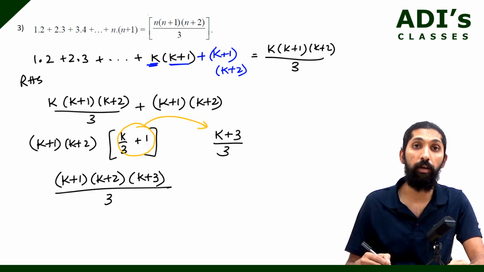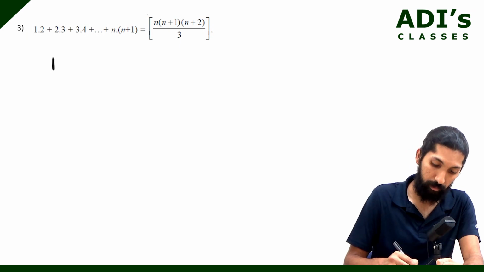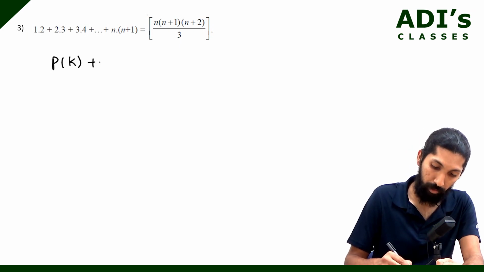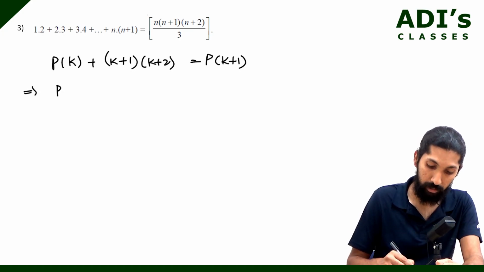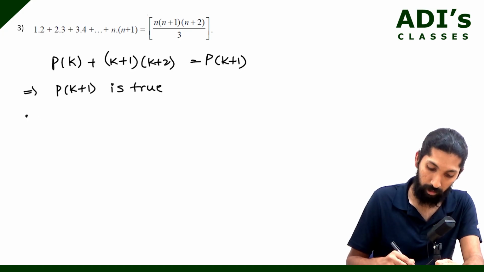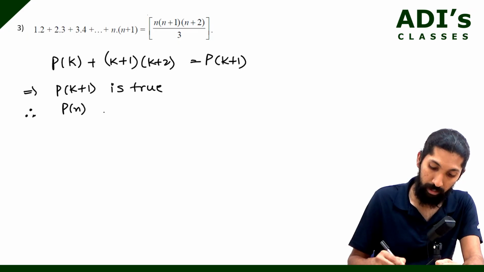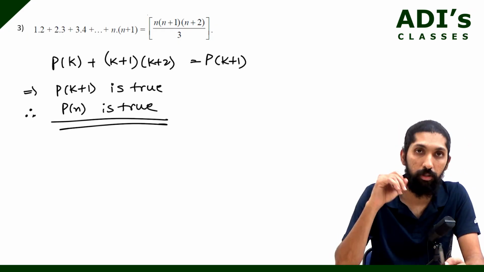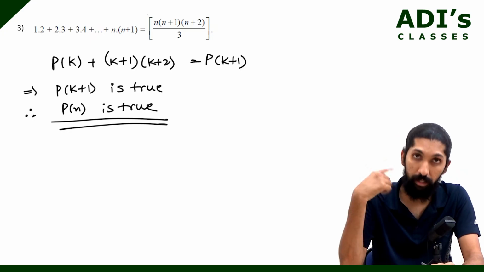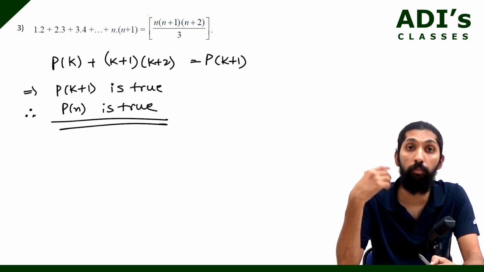So what do we have as the conclusion now? That P of k plus k plus 1 into k plus 2 is equal to P of k plus 1. So this implies P of k plus 1 is true. Therefore, P of n is true. So these are 3 questions. Okay, these are the one type. In the next video, we will see and solve a few more problems based on induction.